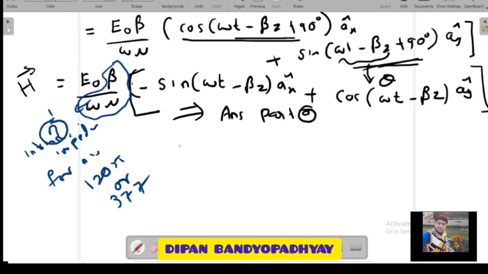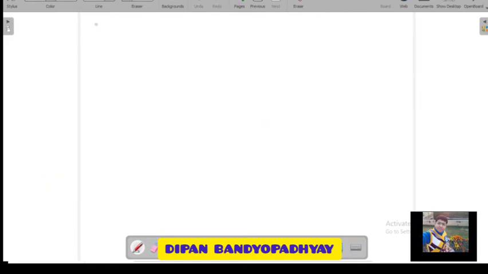Now we need to calculate the Poynting vector, that is part B. How do you calculate part B? Now we have H in our hand. E is already given in the problem. So you just need to take the cross product of these two and you will get the Poynting vector. Starting from this, let me take another page. So for part B, you simply need to calculate the Poynting vector, E cross H.